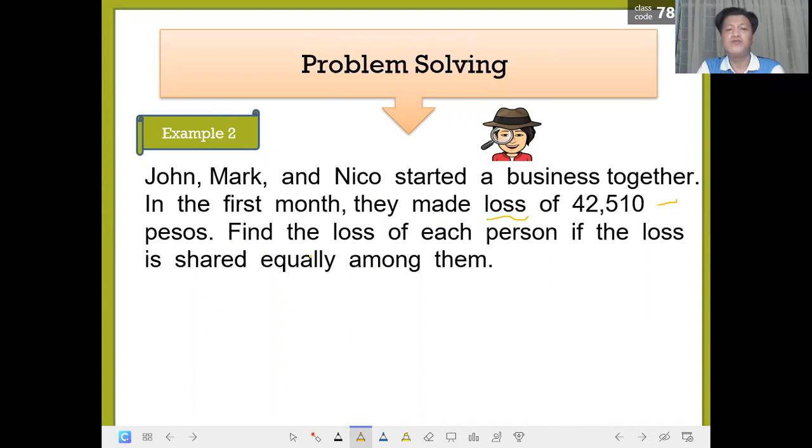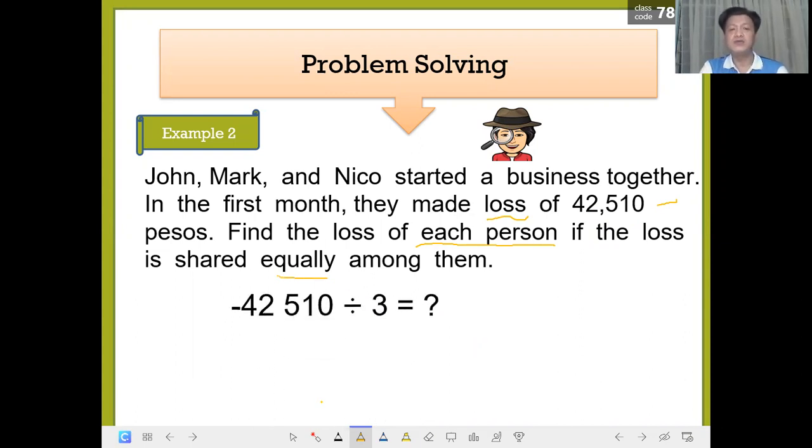So ngayon, we are going to find the loss of each. Okay. So ibig sabihin yan, the word each, yung bawat isa sa kanila, hahanapin natin or we are going to find the amount of lost money from the given 42,510. Ibig sabihin, kung ang kanilang ambagan or nakaipon sila, no, nag-share kasi sila. Ang total amount ng na-share nila ay 42,510. Ang tanong dyan, ilan ngayon ang bawat isang na-share na pera dyan? Yun yung hahanapin natin. Okay, kaya nga that is equally, no? Ibig sabihin pare-pare sila ng na-share.